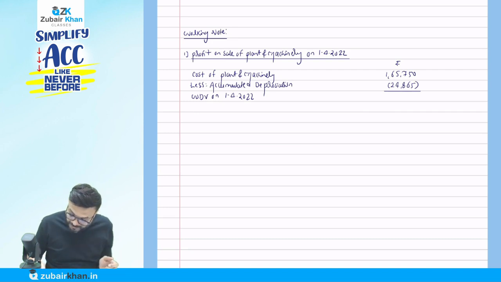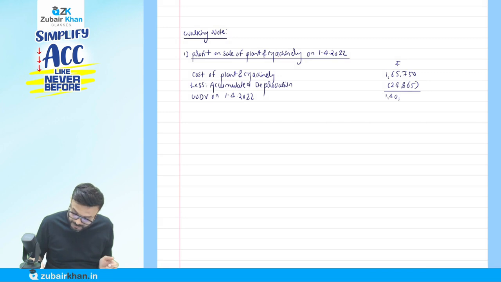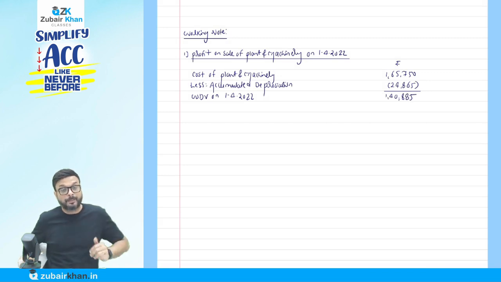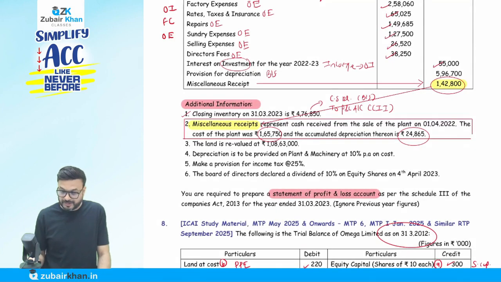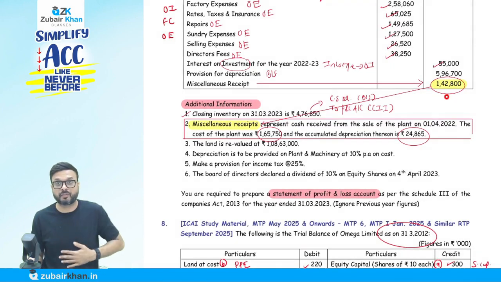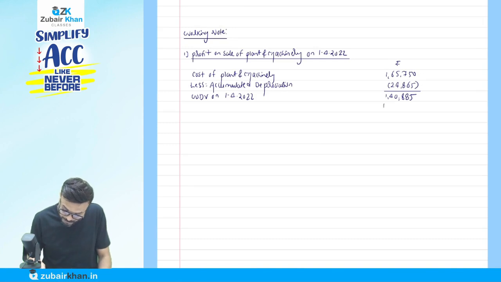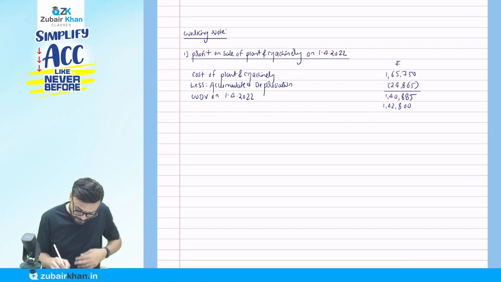Okay. So the written down value is coming 1,40,885. Now we have to compare it with the sales value. We sold at what price? This miscellaneous receipt represents the cash received on sale of plant, 142,800. So 142,800, we sold at a profit. So write it down there. Sale value.